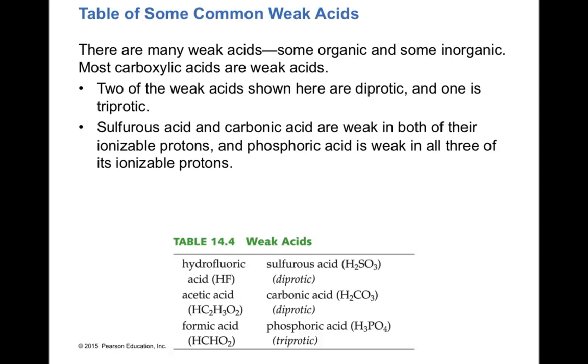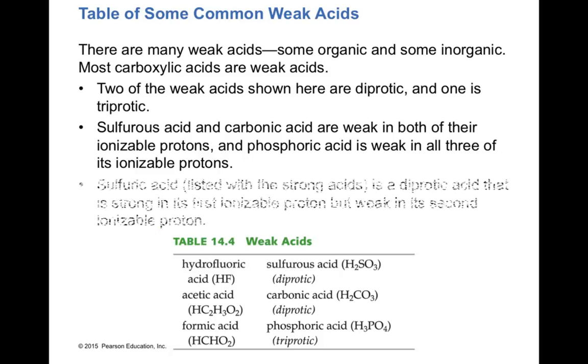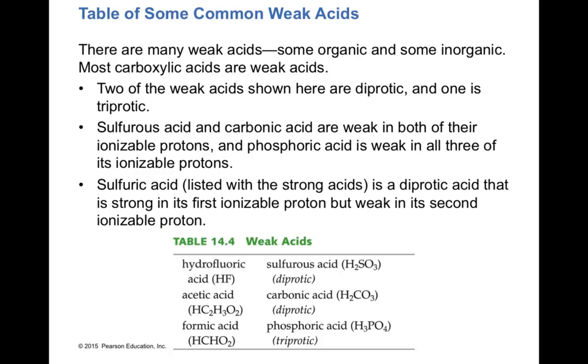Sulfurous acid and carbonic acid are weak in both of their ionizable protons, and phosphoric acid is weak in all three of the ionizable protons. Sulfuric acid, listed with the strong acids, is a diprotic acid that is strong in its first ionizable proton but weak in its second ionizable proton. Okay, so if you have, for example, a strong acid that is polyprotic, has more than one ionizable proton, the first one is always going to be strong, but the other ones are going to be really, really weak. It's going to be very hard to remove the second or third protons if we have a strong acid that is diprotic or triprotic.